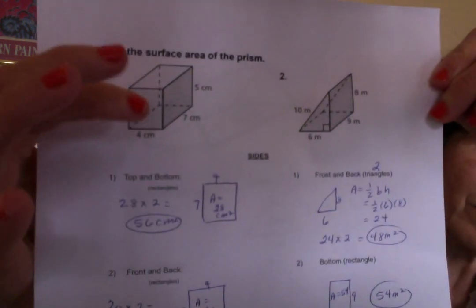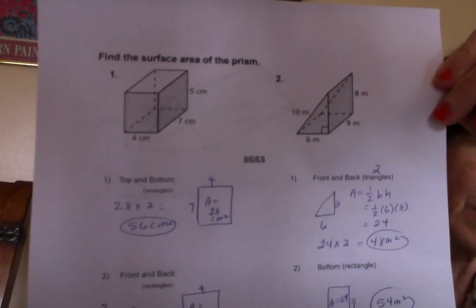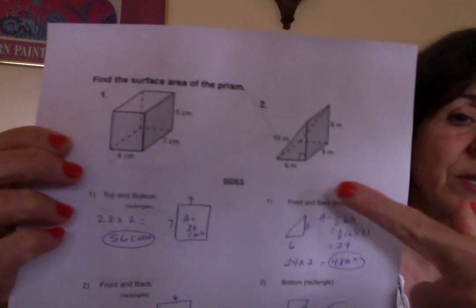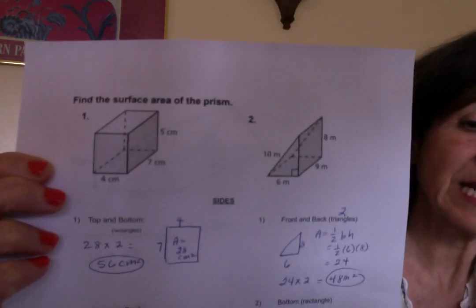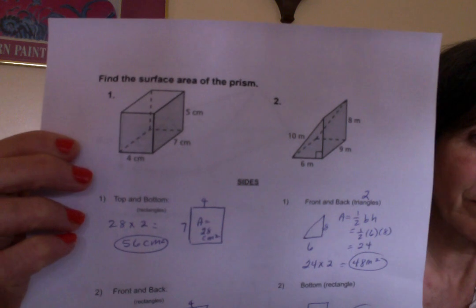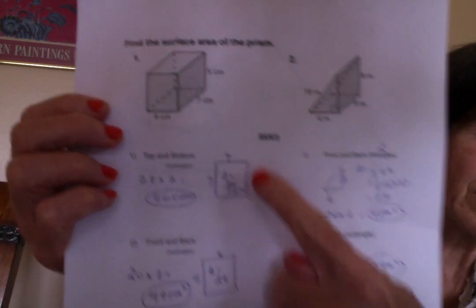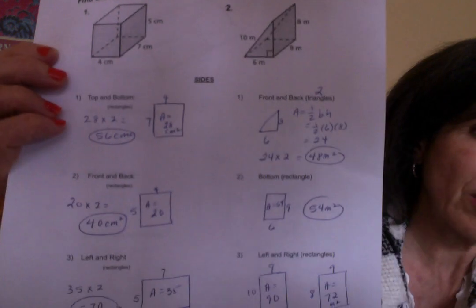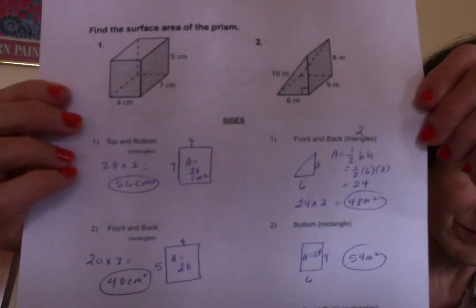Here we have a rectangular prism. It's like a rectangle that's in 3D. And here we have a triangular prism. Kind of looks like a tent that's on its side. Okay. The calculations for the surface area are below each of the prisms.